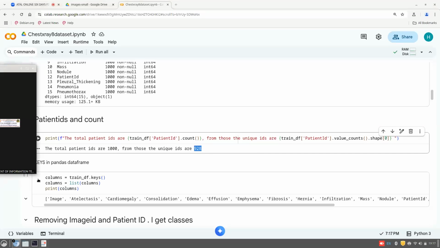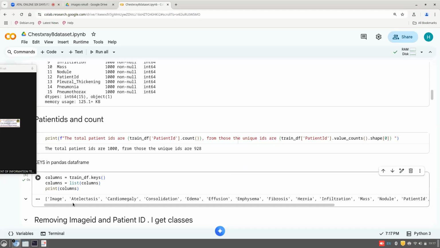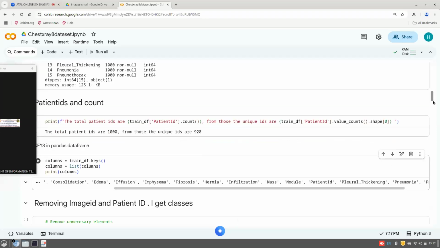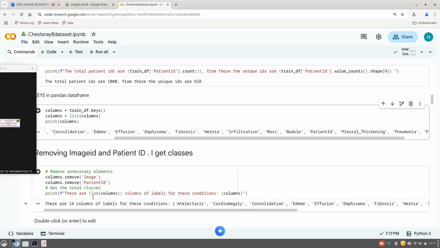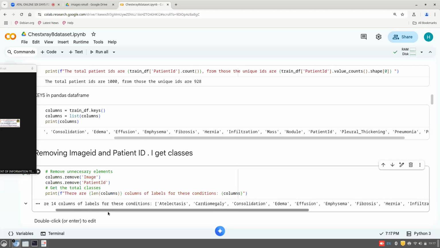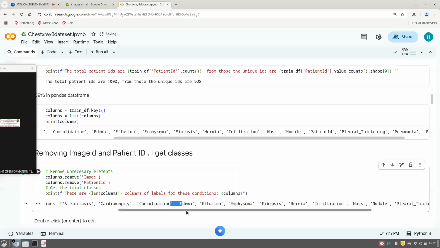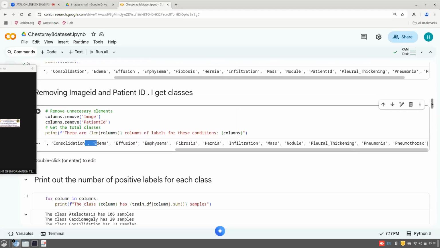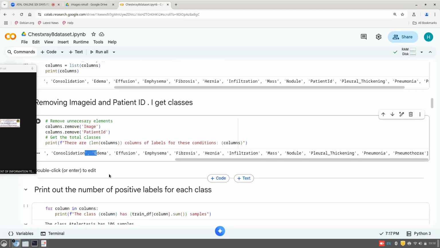So these are the disease names: pneumothorax, pneumonia, pleural thickening. I also have patient ID coming in the columns, so I have to remove them. So that's what I'm doing here: columns dot remove image, columns dot remove patient ID. Then I'll get the final 14 columns, which are 14 different disease manifestations associated with the chest X-ray given in the data set.